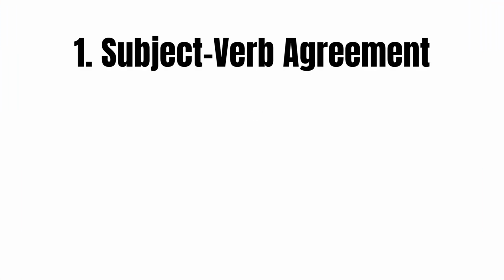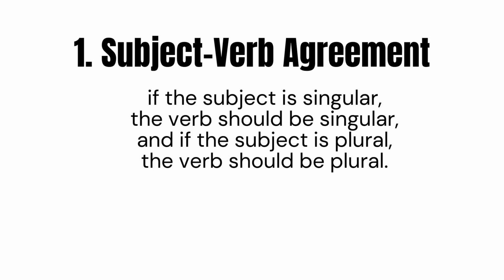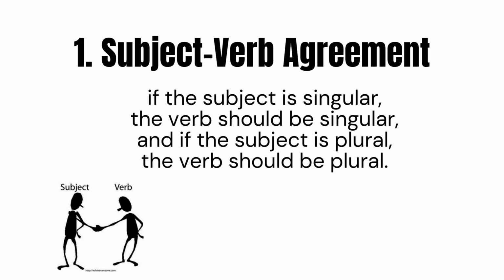Subject-verb agreement. This grammar rule is essential for writing clear and understandable sentences. When the subject is singular, the verb must also be singular, and when the subject is plural, the verb must also be plural. This is important because if the subject and verb do not agree in number, the sentence will be grammatically incorrect and may be difficult to understand.